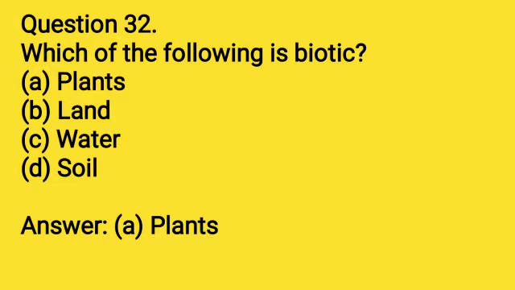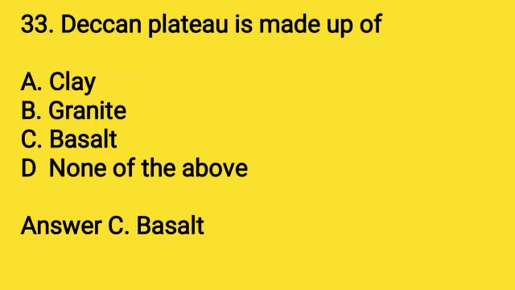Question 32. Which of the following is biotic? A. Plants. B. Land. C. Water. D. Soil. Answer A. Plants. 33. Deccan Plateau is made up of A. Clay. B. Granite. C. Basalt. D. None of the above.